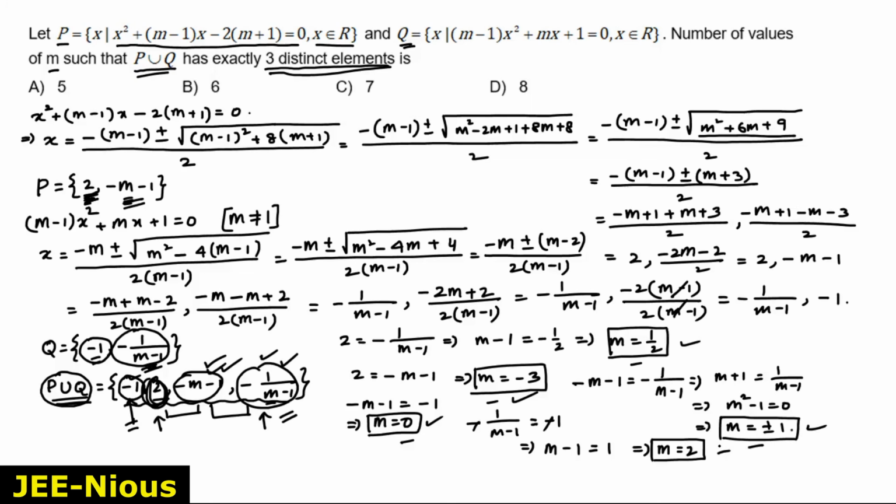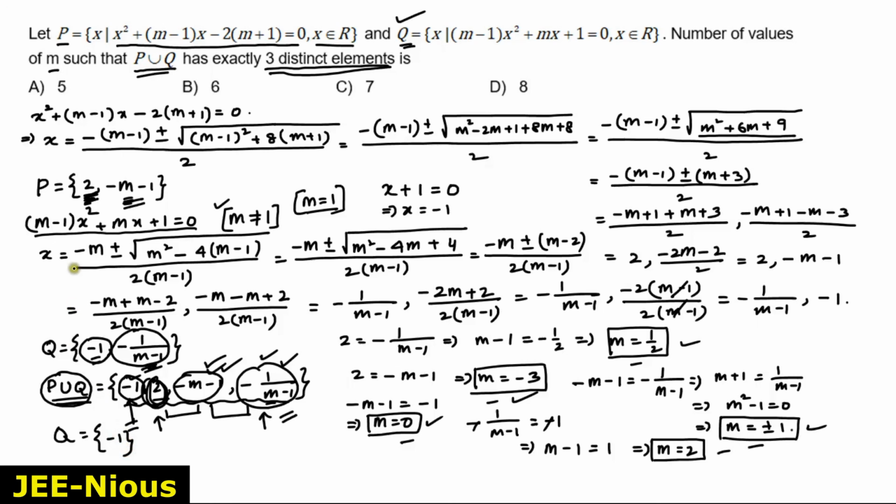Now, one more case we have to consider here is that for the second set, suppose m is equal to 1. In the first case we considered that m is not equal to 1. So, in this case we are considering that if m equals 1, then this quadratic equation will become a linear equation and it will become x plus 1 is equal to 0. So, from here we are getting x as minus 1. Okay. So, in that case, the set Q will have only one element which is nothing but minus 1.